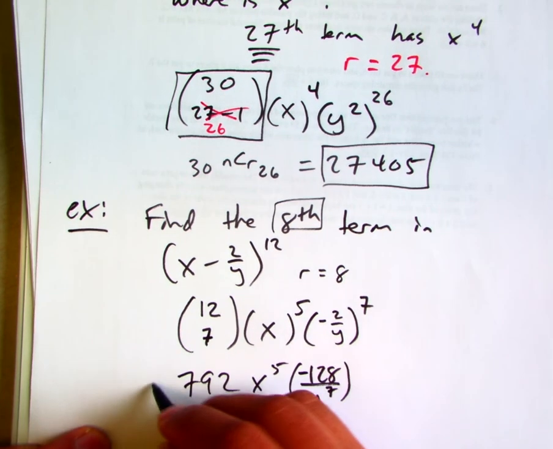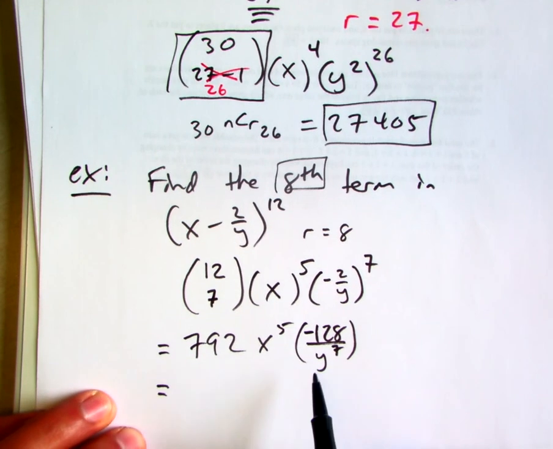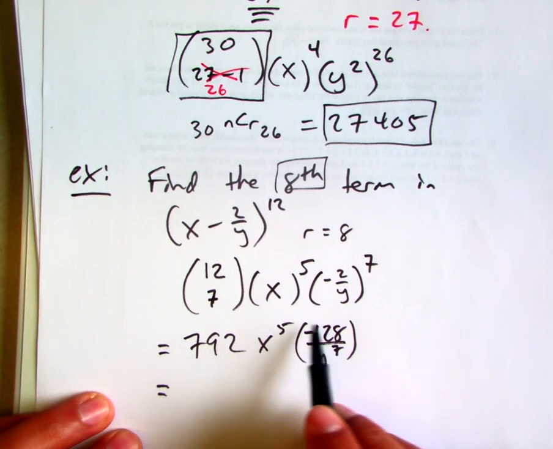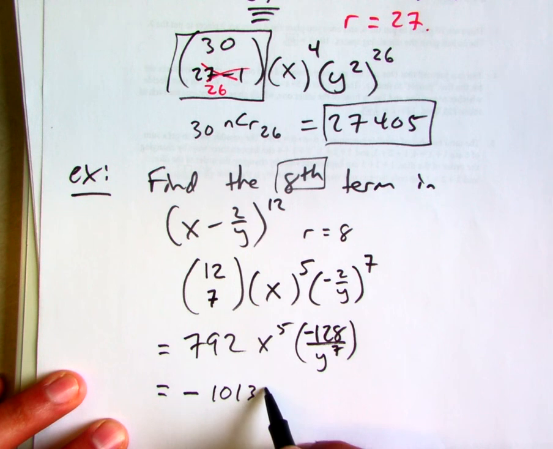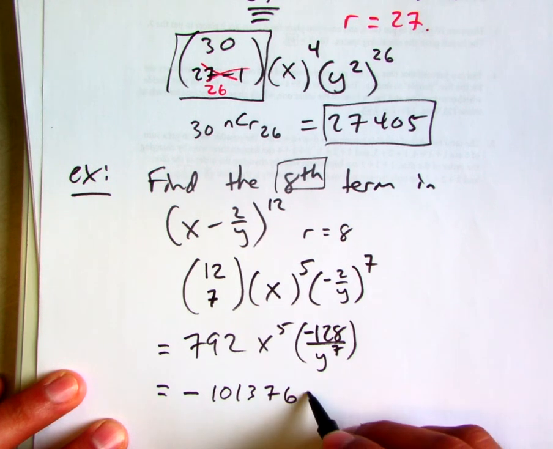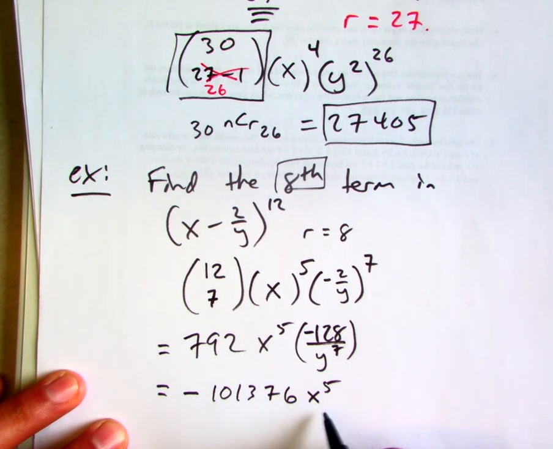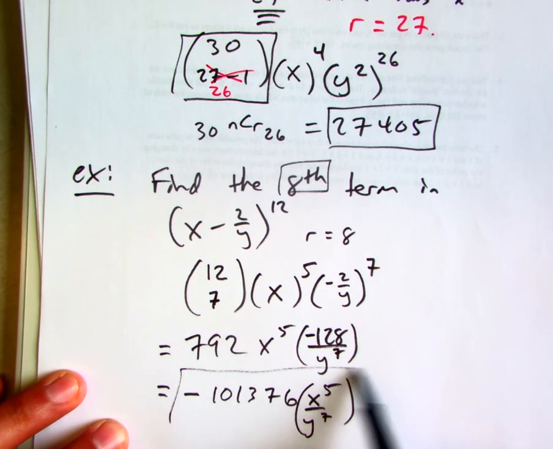So we're almost done. Now we just clean this up. Take 792, multiply it with this number that's still in here. We get negative something big. Help me out. 101,376. X to the 5th all over y to the 7th. So this is our 8th term.